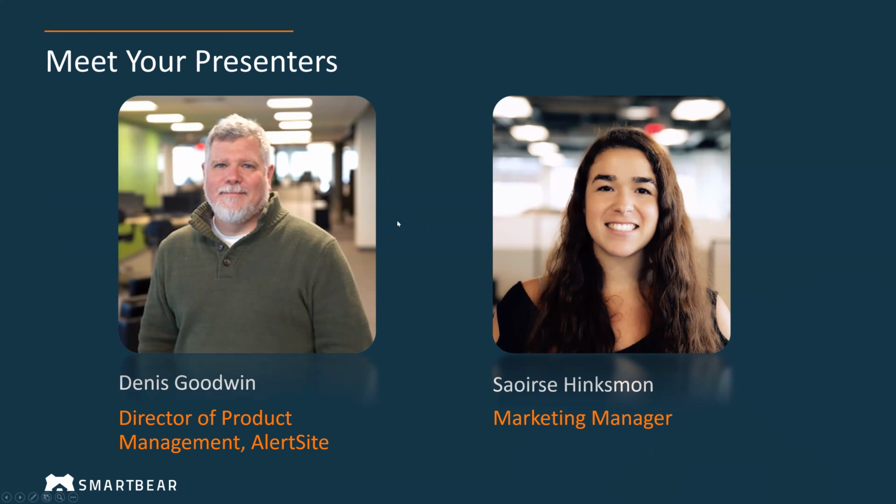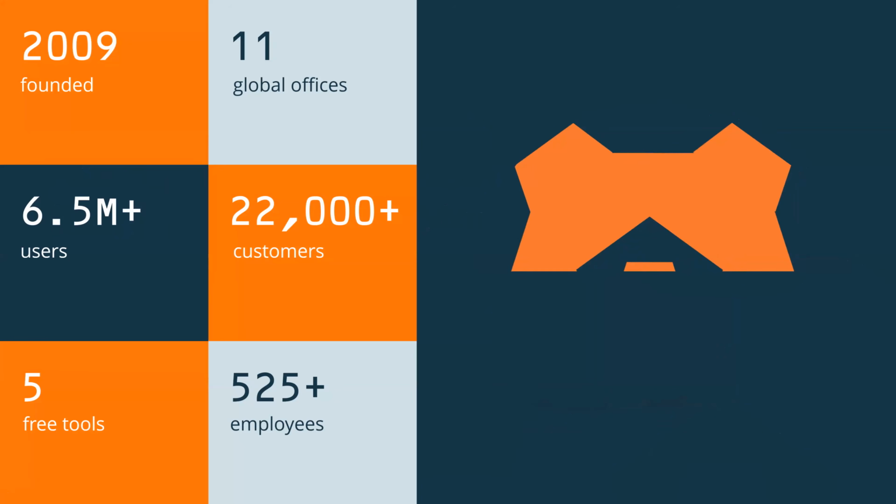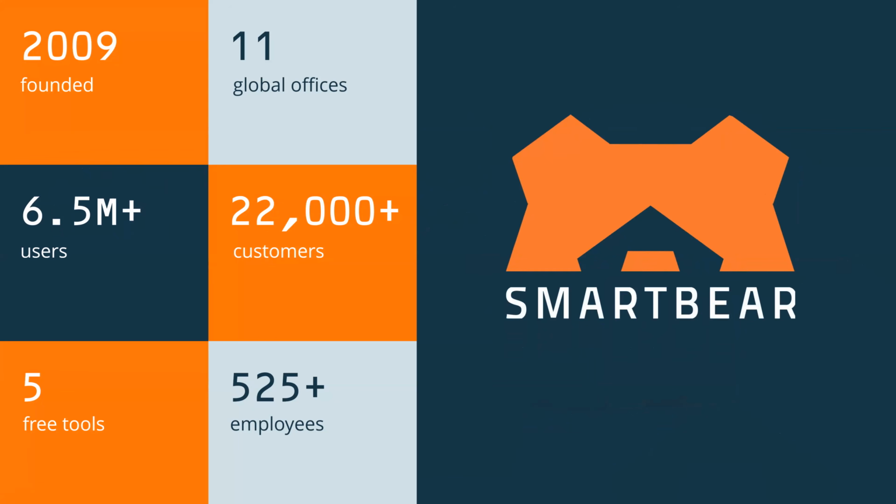All right, awesome. And so just to give you guys, I know that a lot of you are probably familiar with SmartBear, but just to give those of you who are not as familiar, a quick background on us. We were founded in 2009. We've now grown to have 11 offices around the world with over 22,000 customers, 6.5 million users. And we also have 5 free tools. So some of the most common ones that you may be familiar with are the Swagger specification, now known as the Open API specification, and SOAP UI. So we're behind those 2 open source tools. We also have a couple other free tools like Swagger Inspector. So if you guys are familiar with any of those, we are the team behind that.